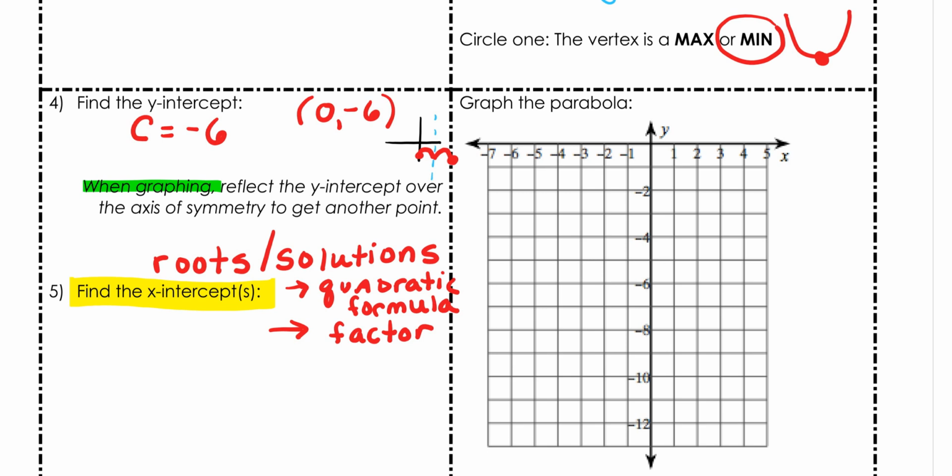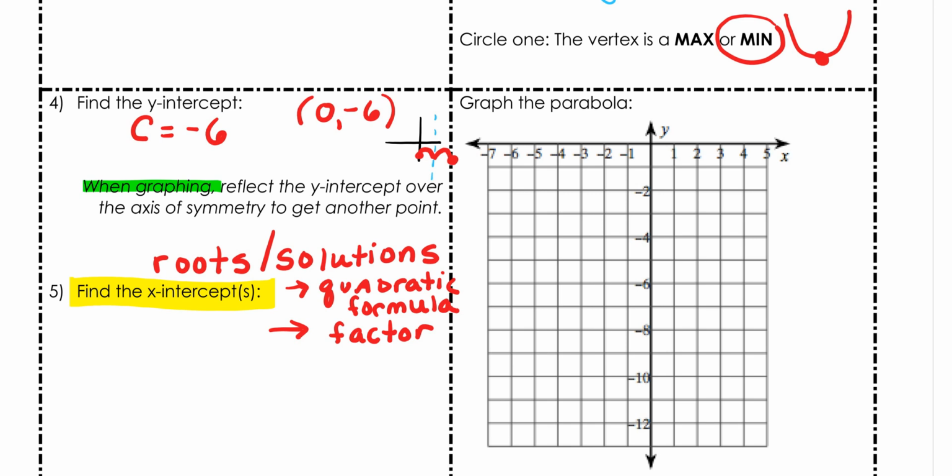Now, sometimes you may start factoring, for example, and you realize you can't factor. That could be that you either have a very difficult quadratic that you're trying to factor, and maybe you want to try the quadratic formula, or it could mean that you do not have any real roots, and your parabola will not cross the x-axis, so it won't have any x-intercepts.